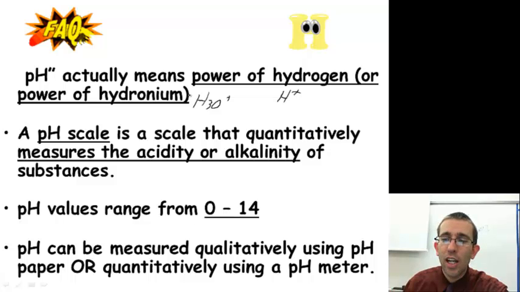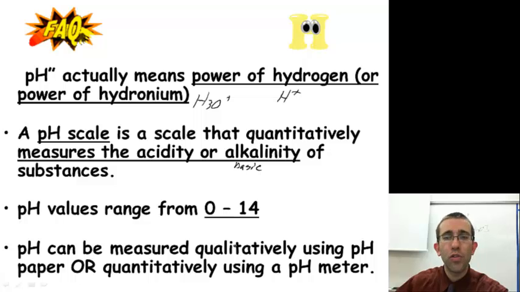And the pH scale, we've talked about it a little bit. pH scale lets us know if something's an acid or a base. It tells us its acidity or alkalinity. If you remember, alkalinity is referring to how basic something is. pH range is from 0 to 14. All right? And we can measure pH either qualitatively or quantitatively.